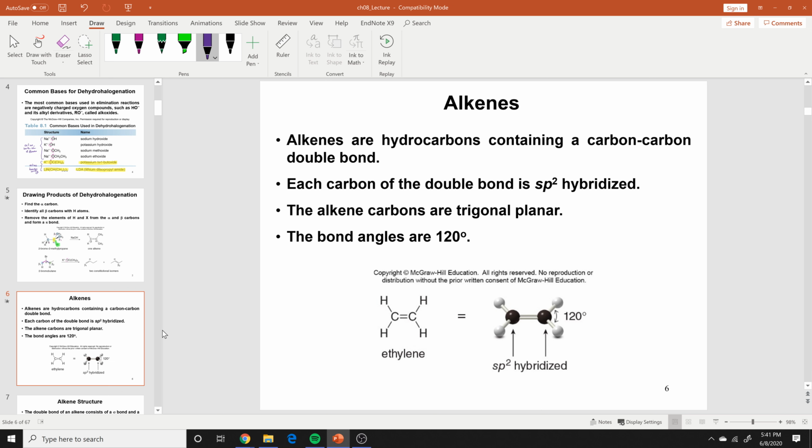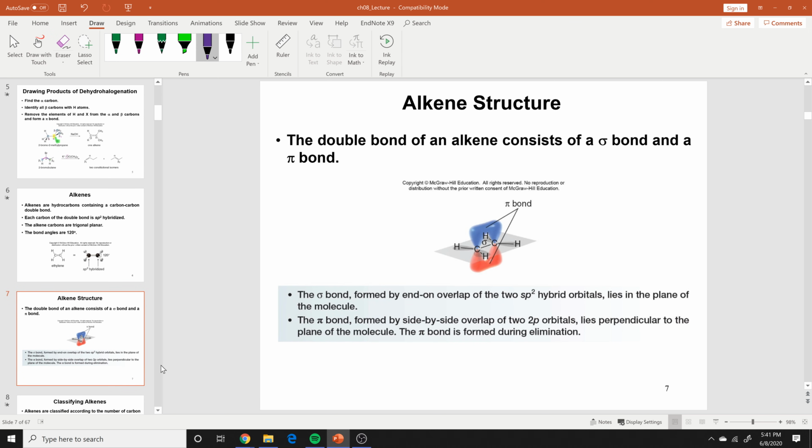Remember that these two carbons are planar. This means that the bonds lie in the same plane and the bond angle is 120 degrees. With respect to alkenes, the carbons in the alkene, or the carbon in the ethene, they share basically a double bond where the two p orbitals overlap with each other. And when they overlap with each other, the pi bond is normally formed.